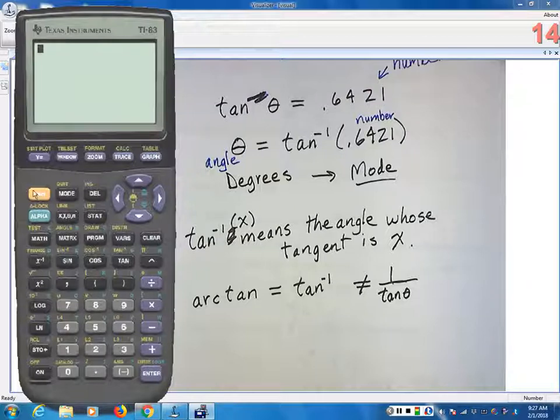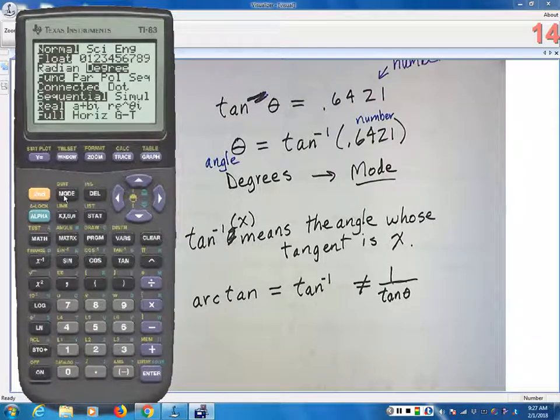We're going to do second tangent and put in 0.6421. Okay, I forgot to check my mode. I think mode is probably in degrees. Mode was in degrees, so I'm fine. But if it wasn't in degrees, what if I had it in radians?